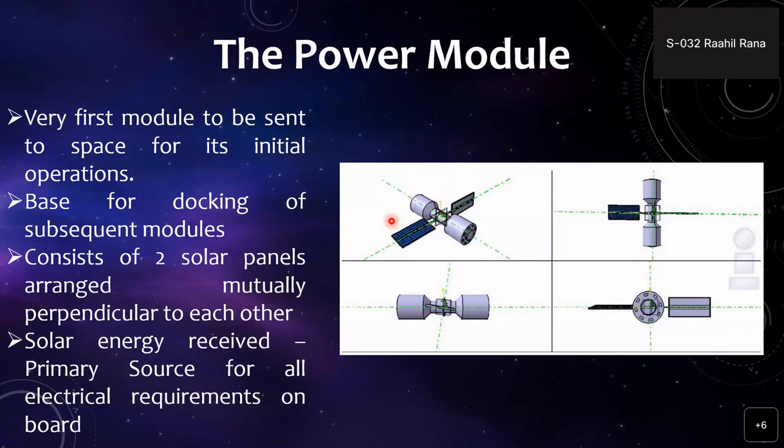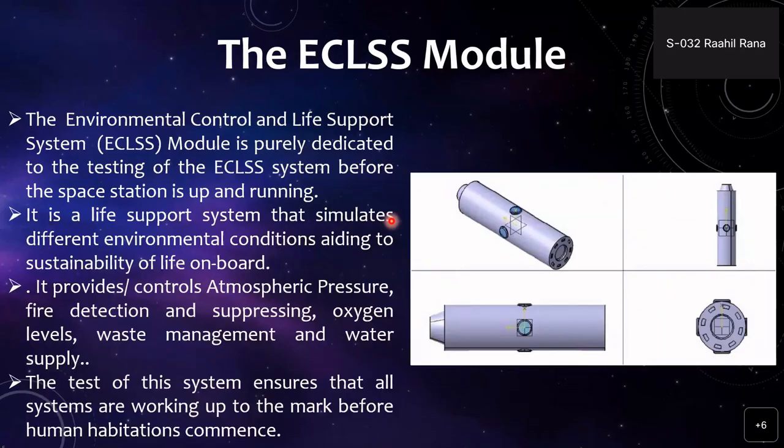the docking. The second module is the ECLSS module. It is the environmental control and life support module. As the name suggests, it is a module which will make life possible on board and also control the atmosphere on board. Which means basically controlling the atmospheric pressure, fire detection, waste management, etc., which we can all do on Earth. So this basically supports the system.